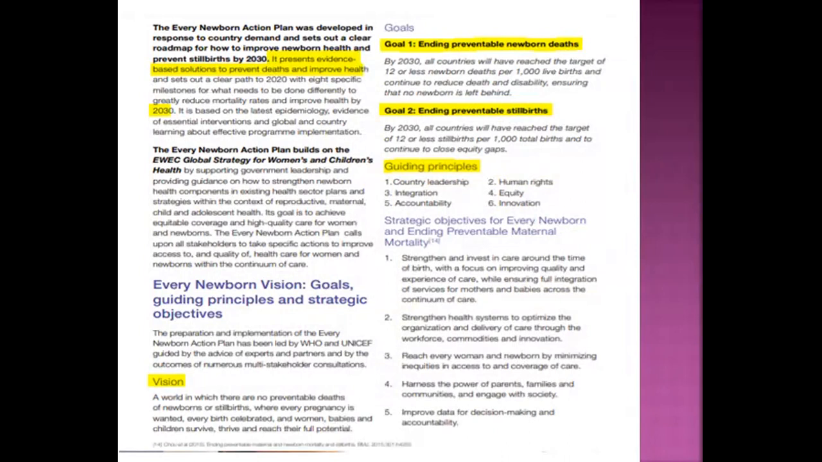The goal is ending preventable newborn deaths, 12 or less per 1,000 live births by 2020, and ending preventable stillbirths, which is 12 or less per 1,000 total births by 2030. Guiding principles include country leadership, human rights, integration, equity, accountability, and innovation.